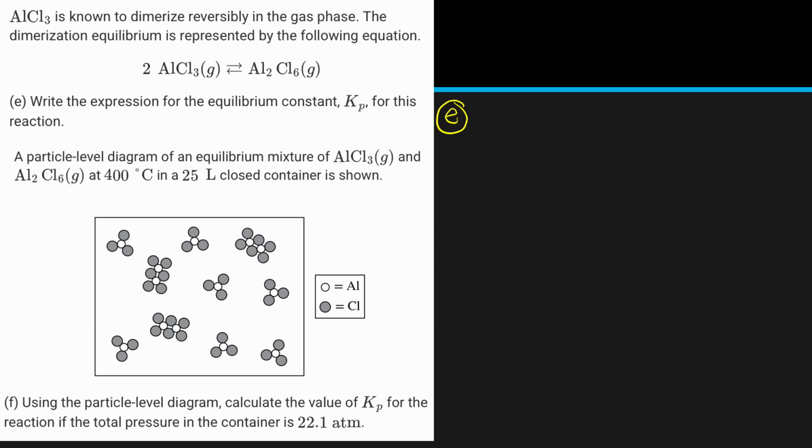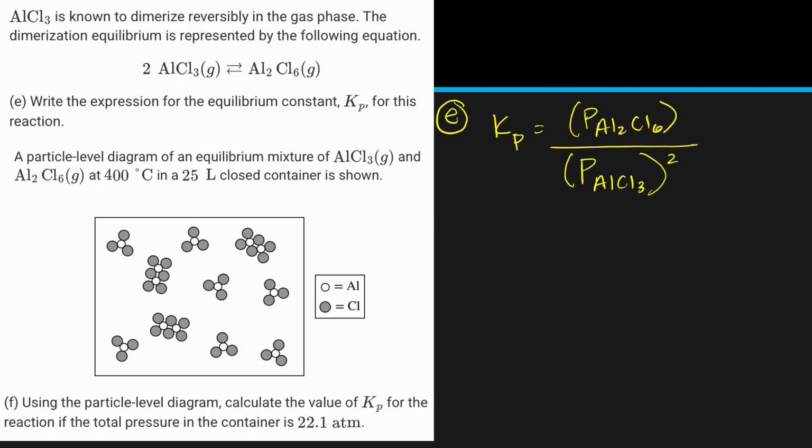So first off, we're starting with what we're solving for, Kp. Since it's pressure, I'm going to use parentheses, which is the partial pressure of my product, Al2Cl6, raised to the power of the coefficient, which is 1, and then divided by my reactants, which is only 1, the partial pressure of AlCl3, and that is raised to the second power.